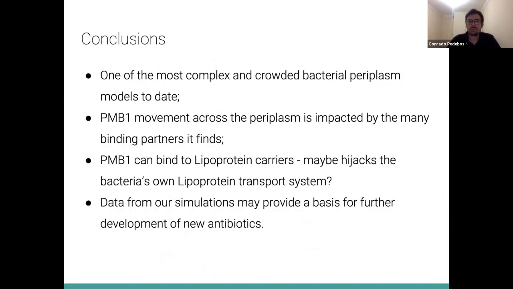So to conclude, this is one of the most complex and crowded bacterial periplasm models to date. We saw that the PMB1 movement can be highly impacted by the many binding partners it finds. Also, we saw the PMB1 can bind to lipoprotein carriers, and this is something that we are hypothesizing here, that it maybe hijacks the bacteria's own lipoprotein transport system. Well, this could be something to look for in the future, and we hope that the data from simulations may provide the basis for further development of new antibiotics.